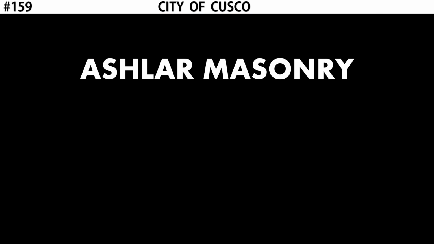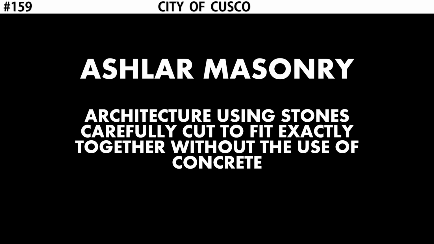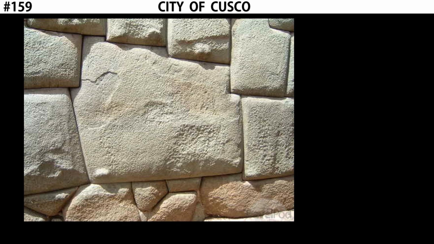This is what's known as ashlar masonry. Ashlar masonry is architecture using stones carefully cut to fit exactly together without the use of concrete. The idea being that because the stones fit together so exactly, there is no need to use concrete because they're joined together like a puzzle. Now, concrete was not used by the Incan Empire, so they didn't have access to that material for the most part, so this was an alternative way of making a stable stone structure.